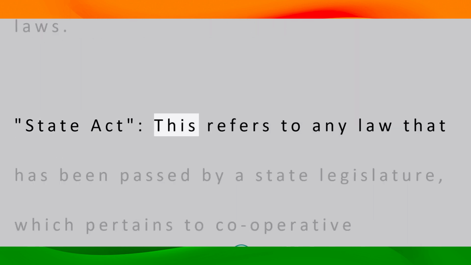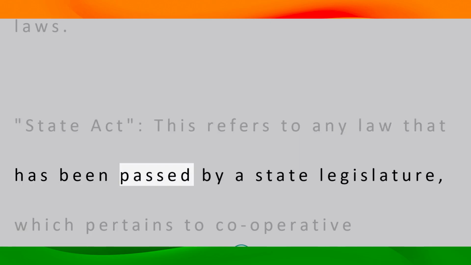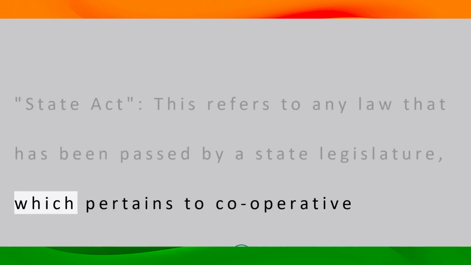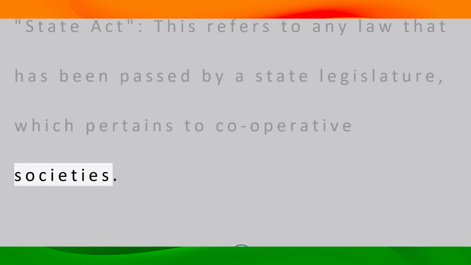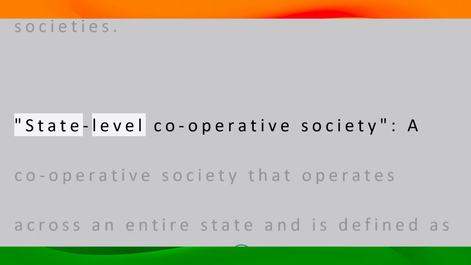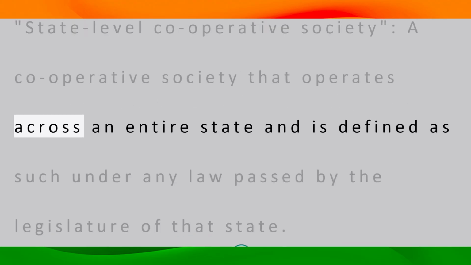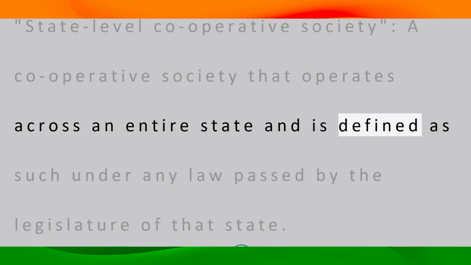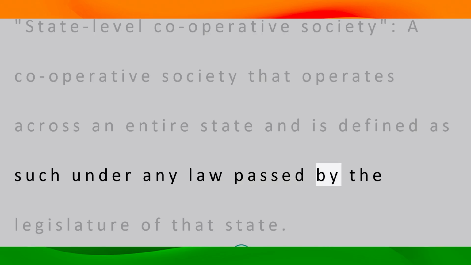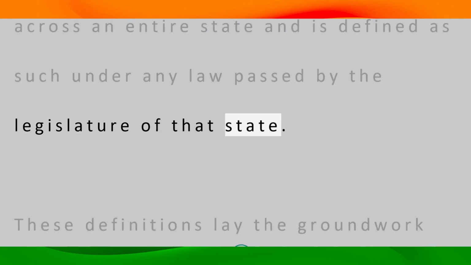State Act. This refers to any law that has been passed by a state legislature, which pertains to cooperative societies. State-level cooperative society. A cooperative society that operates across an entire state and is defined as such under any law passed by the legislature of that state.